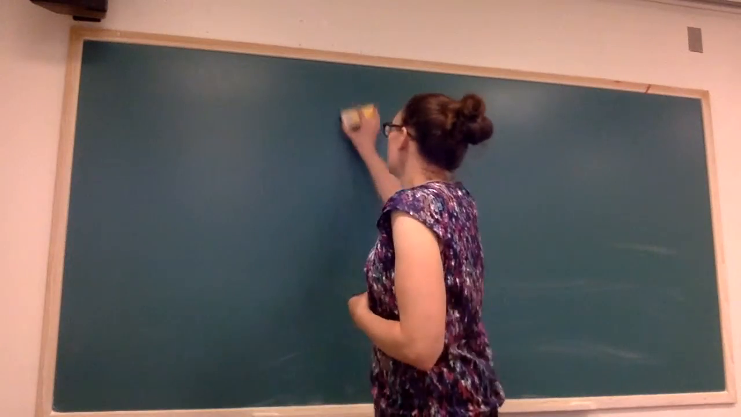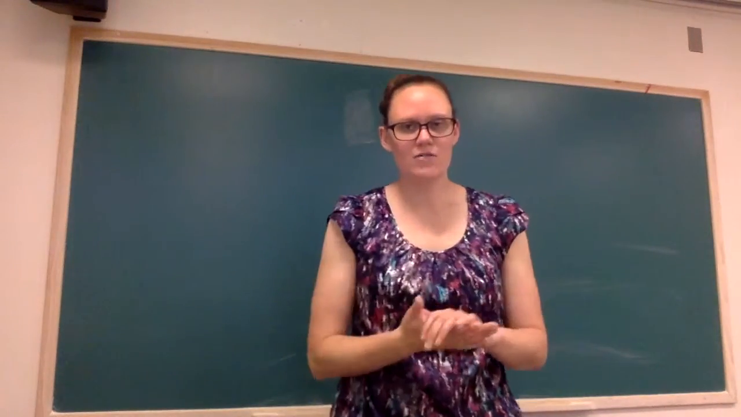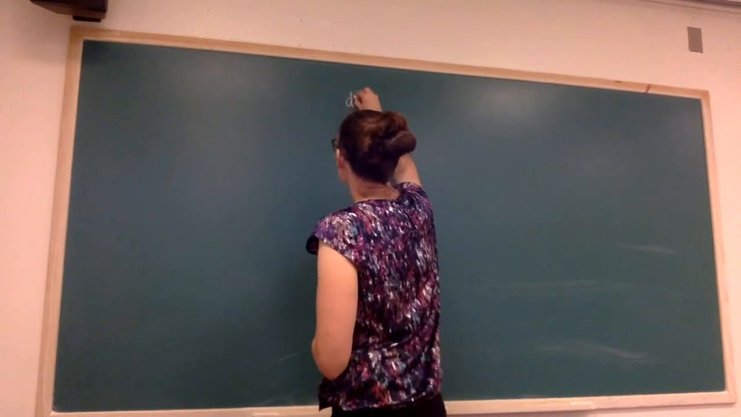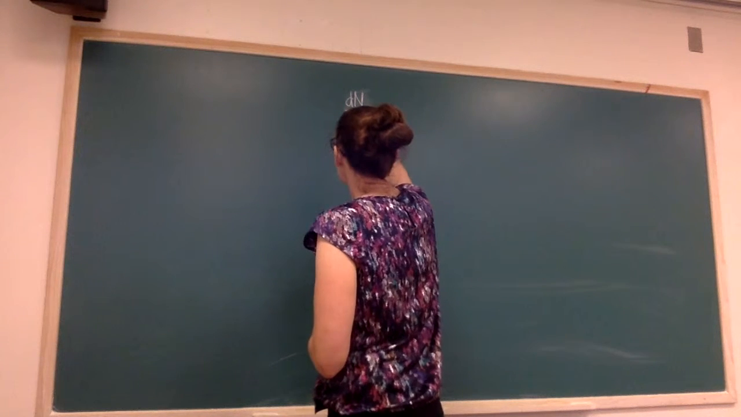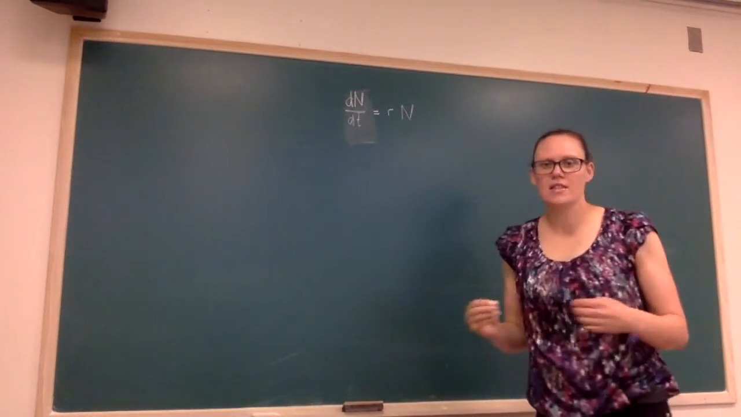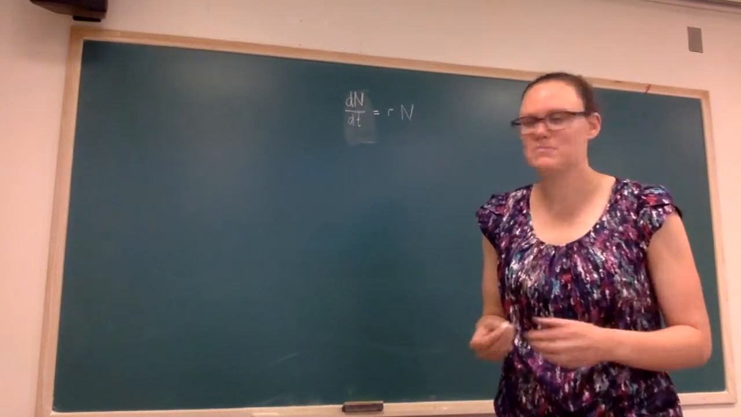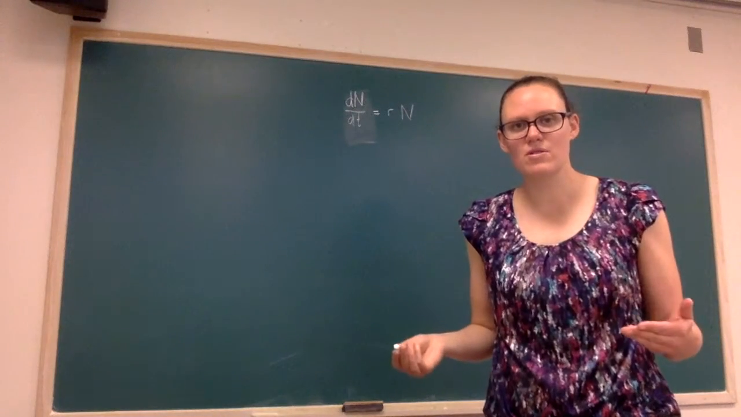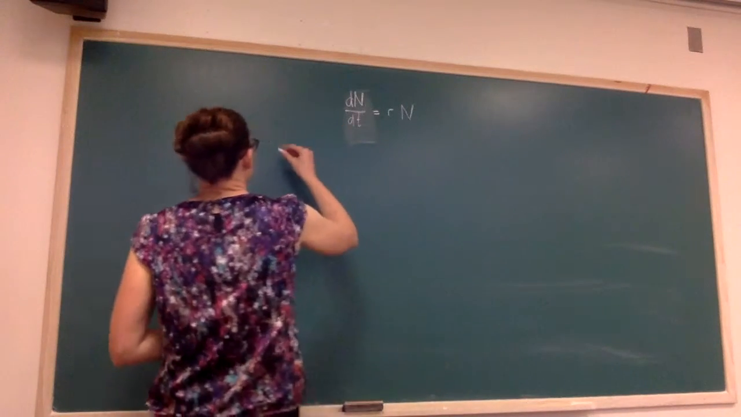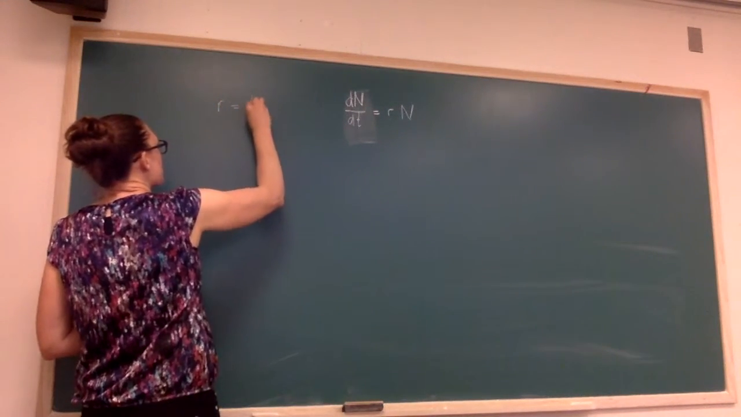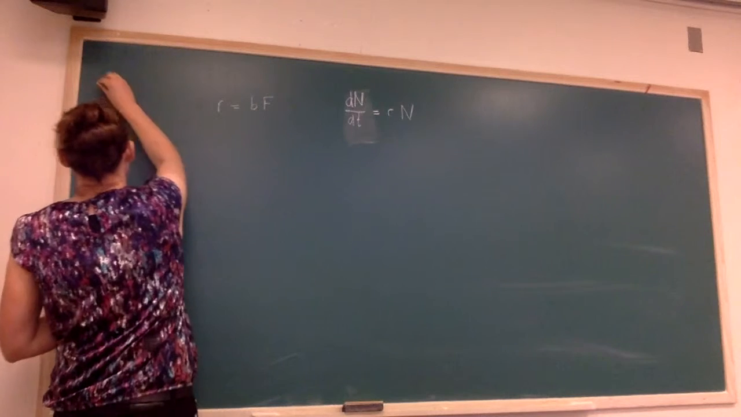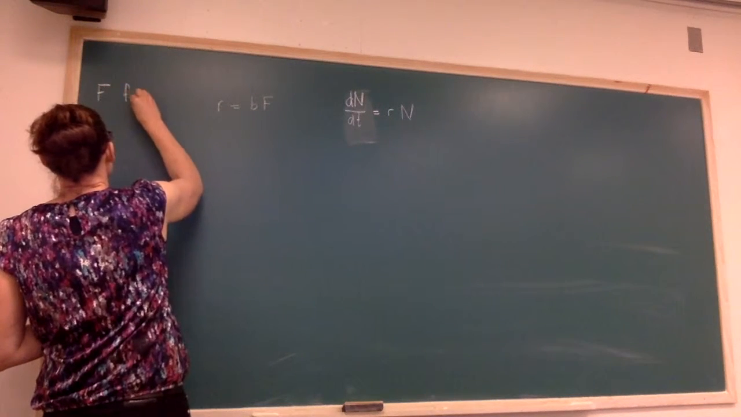So what we're going to do is start with the basic idea of exponential growth. So let's write our exponential growth equation in continuous time. And let's introduce a new idea, which is that the intrinsic rate of growth depends on the amount of food that's available. So over here, I'm going to write R is equal to BF. And F is the amount of food available.